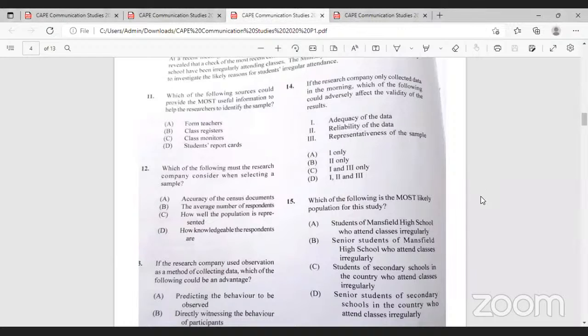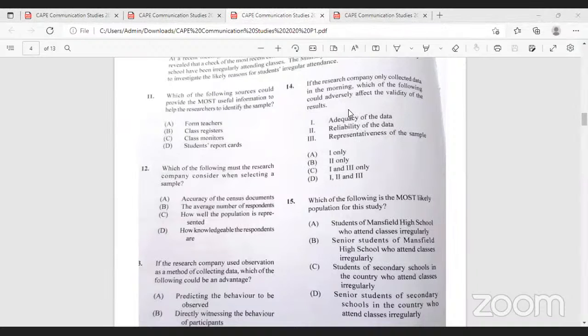Most of them will have the Roman numerals. Just make sure you read it first. Most of them, whether by coincidence or by design, they always put it as 1, 2, and 3, but don't take it for granted. Just read the question first, and then you can do it.